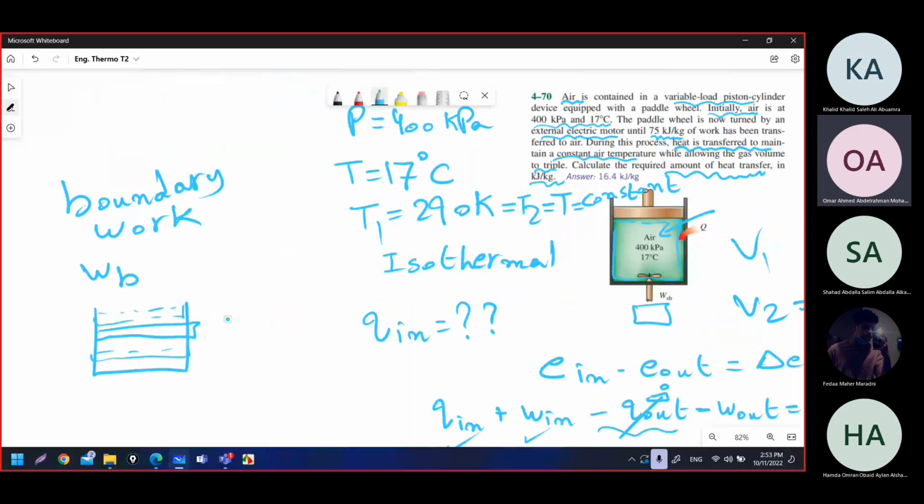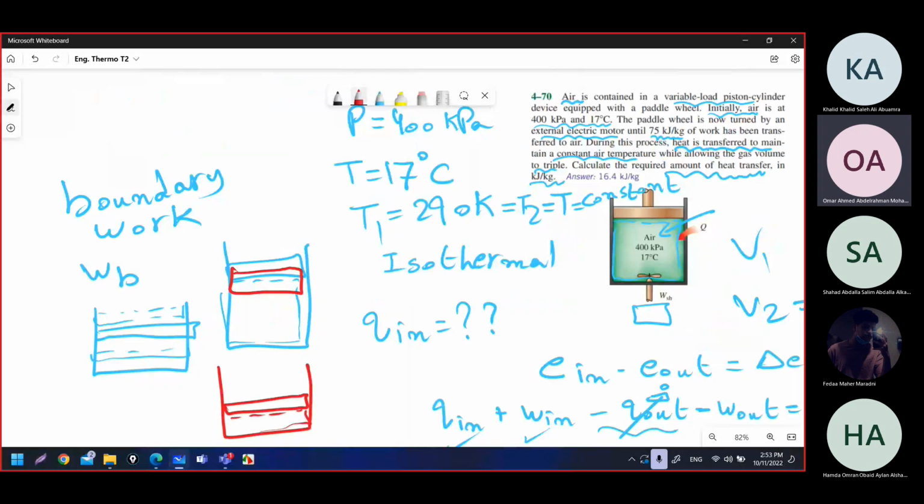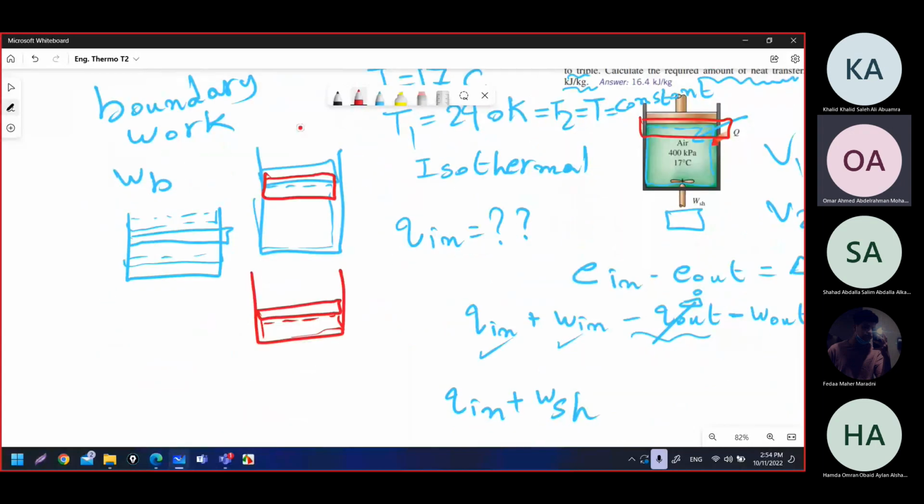When I move up, what will happen? My control volume will increase. This boundary under the piston will move up. And if I do a compression process, this boundary will move down, and my control volume will decrease. So I have a moving boundary. This boundary moves with the piston. So this boundary work, we represent it as a change in volume.